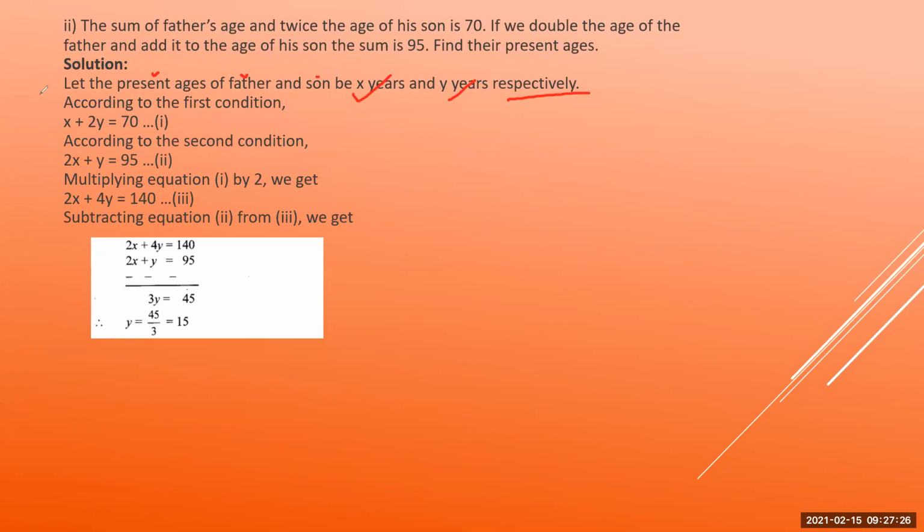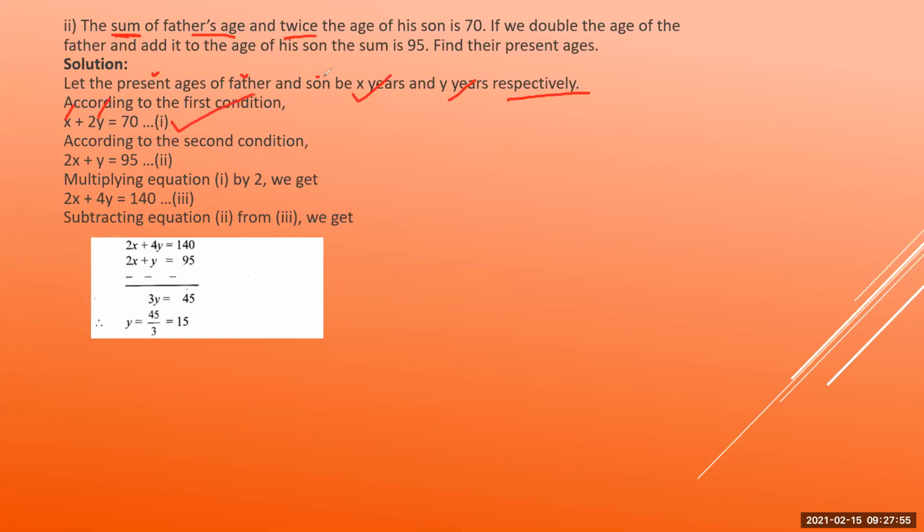So what does the first condition say? The first condition says that the sum of the father's age and twice the age of the son is given to us as 70. So father is x, and twice the son is 2 into y, and the sum is given to us as 70. So we frame the first equation.